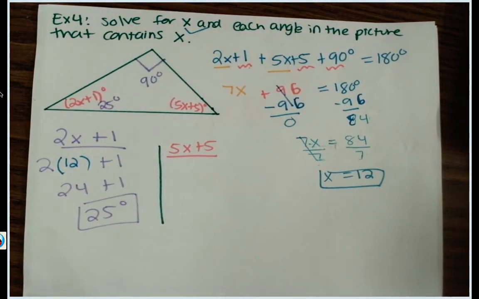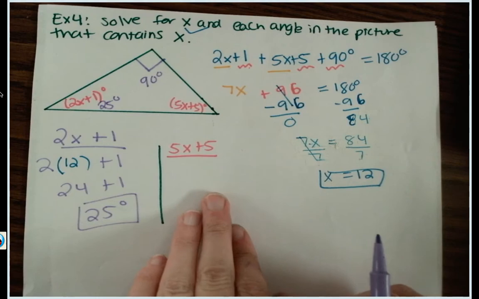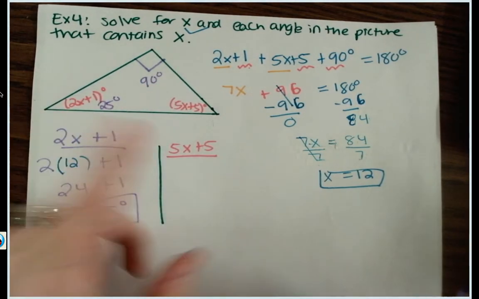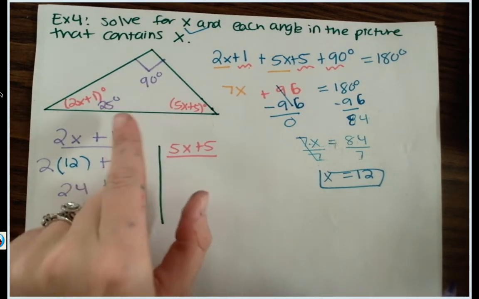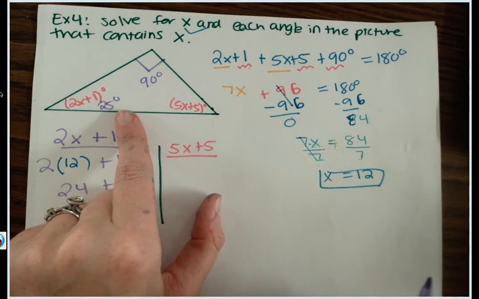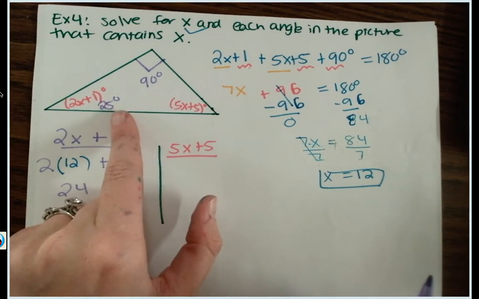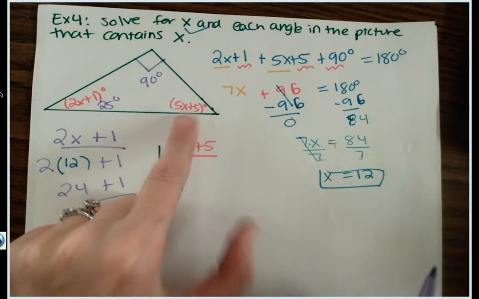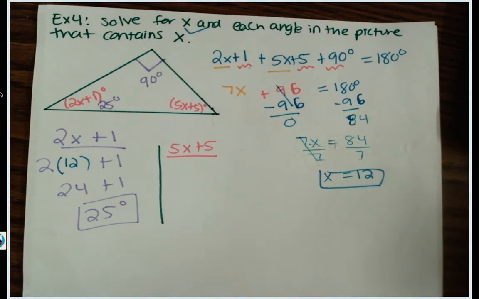Pretty cool, right? And technically, I already know what this other angle is because I can add up my angles and subtract from 180. So 90 plus 25 will give me a 115. And 115 subtracted from 180 will give me a 65. So this one is probably going to be 65, but we will have to see.